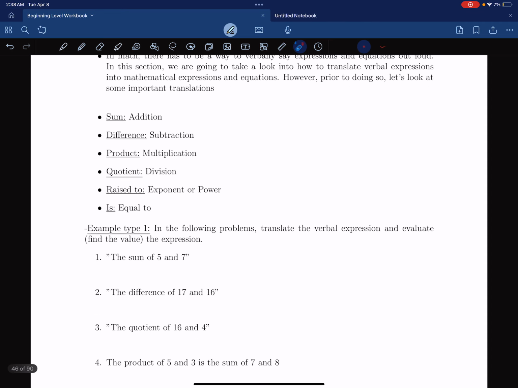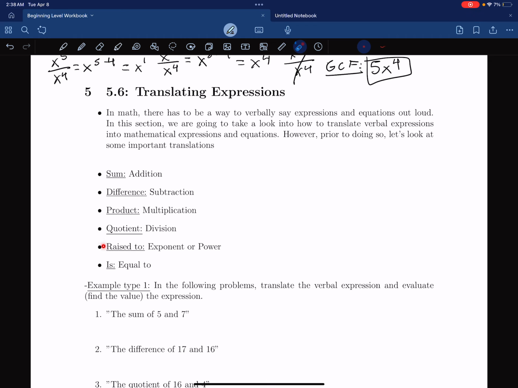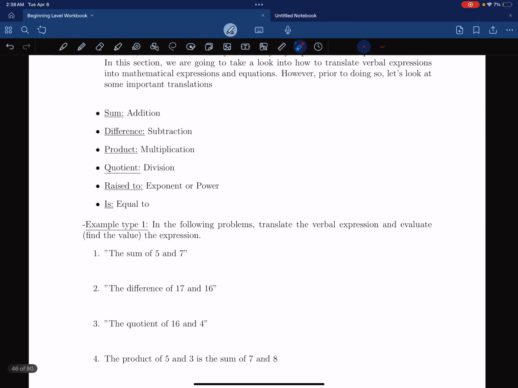As you have noticed, I'm sure you have seen the words sum, difference, product, and quotient multiple times throughout this course so far. I did this on purpose, so that when you encountered this section, this would become a lot more natural and easier to you. And then we also have raised to, which just means an exponent or power. And whenever you see is in a verbal expression, that means equal to. Or in other words, that indicates to you that you should have an equals sign.